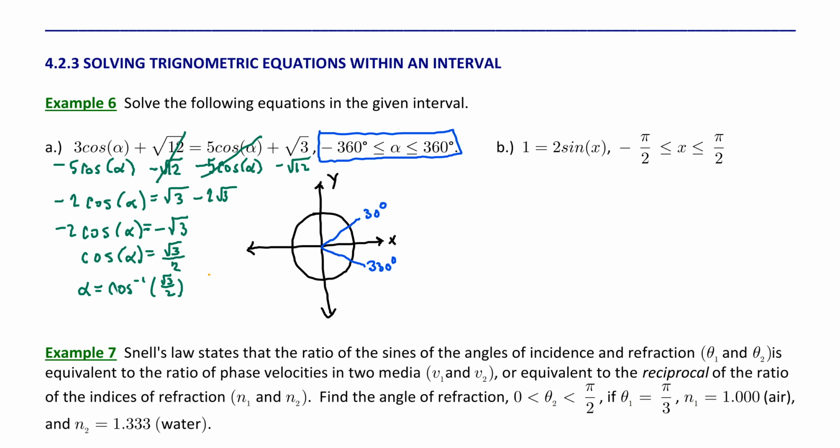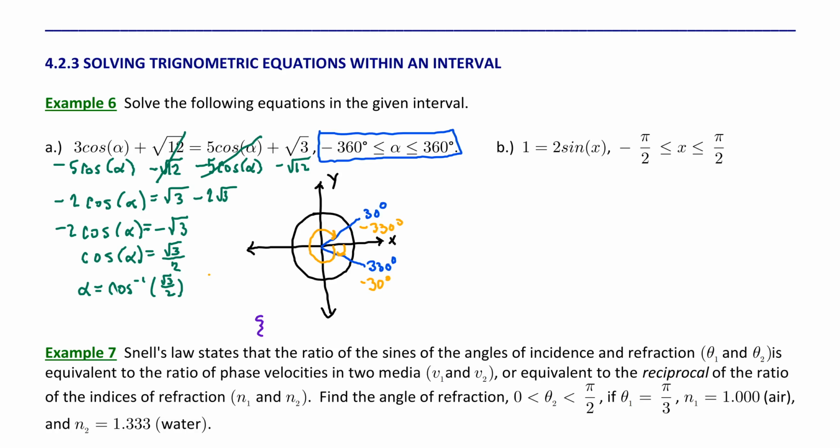Let's look at one negative rotation around the unit circle. If we're rotating in the negative direction, notice this angle could also be written as negative 30 degrees, and this angle could be written as negative 330 degrees. This means we have 4 total solutions in our solution set.